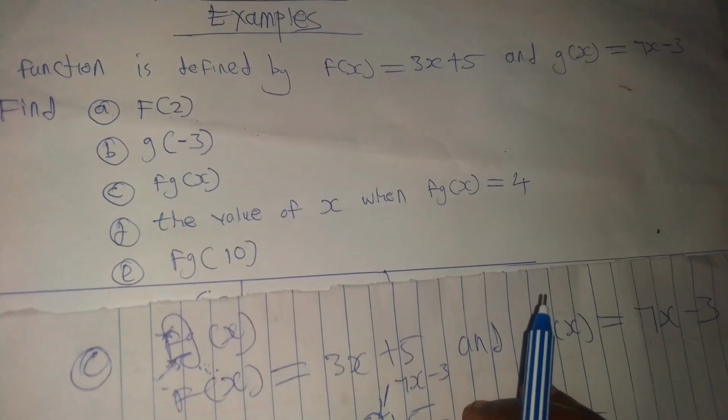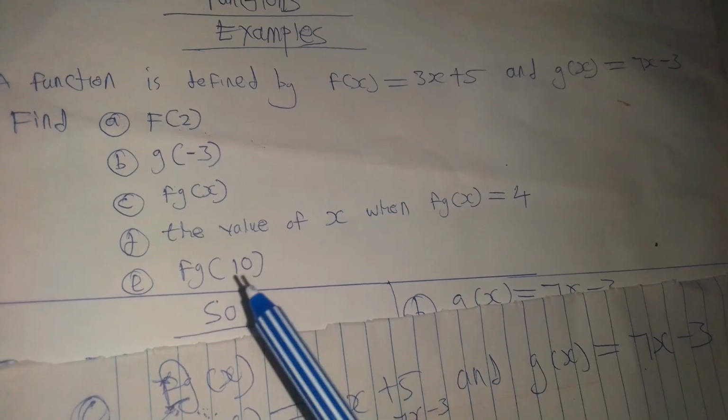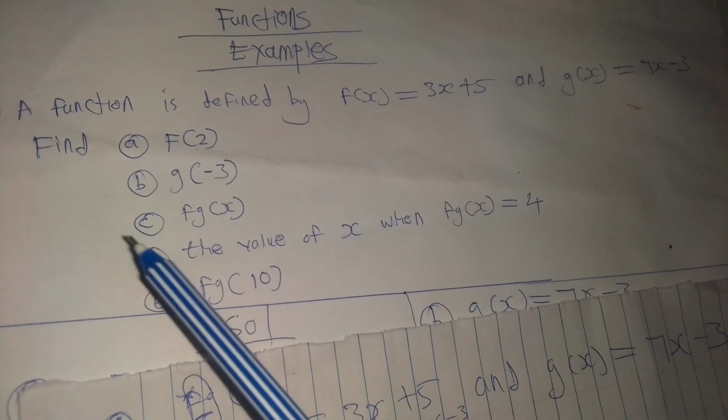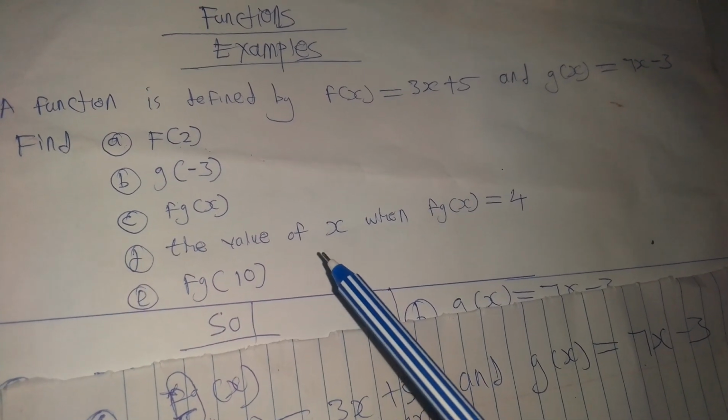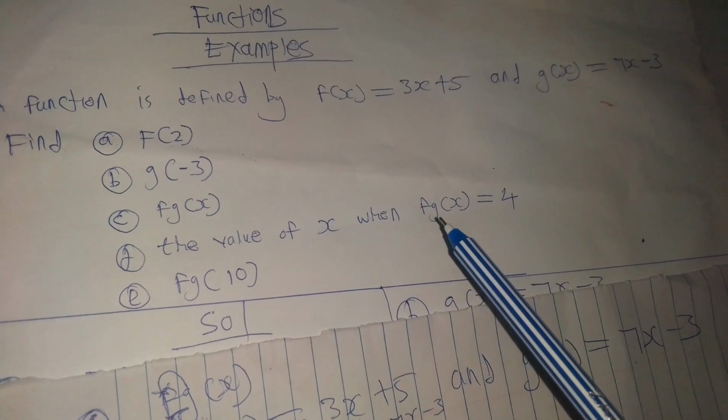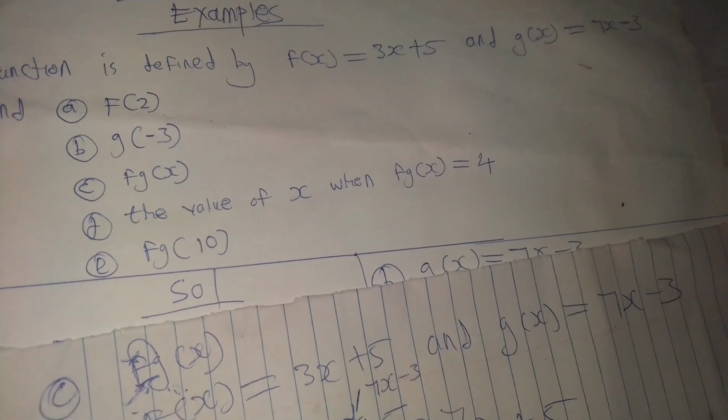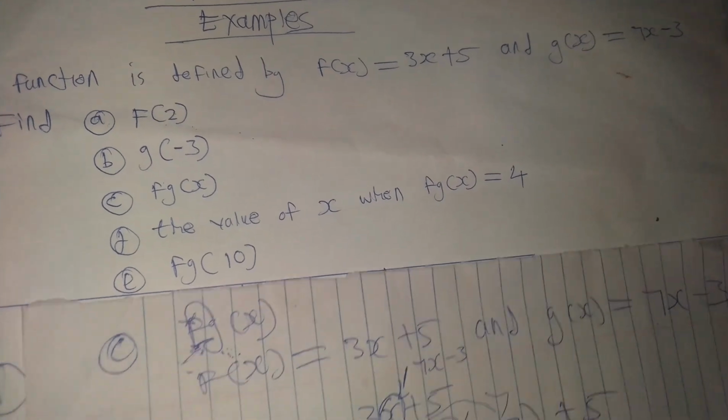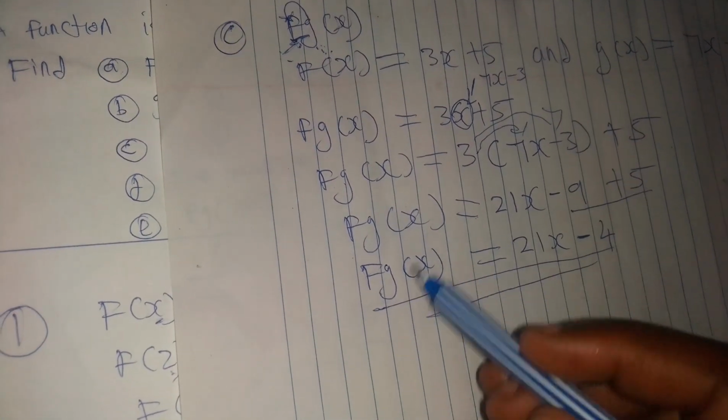We look at question 1d. Now question 1d, they are saying we find the value of x when fg of x is equal to 4. You see that? So what we do now, that's d.